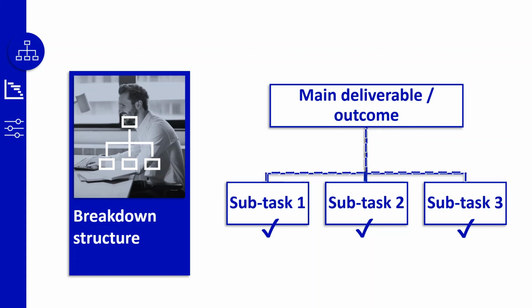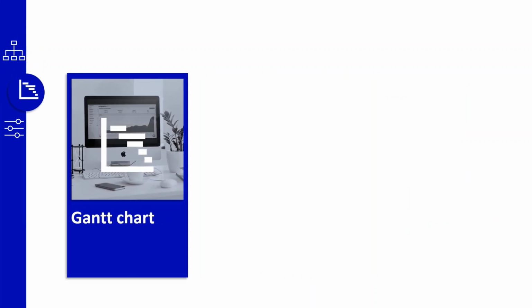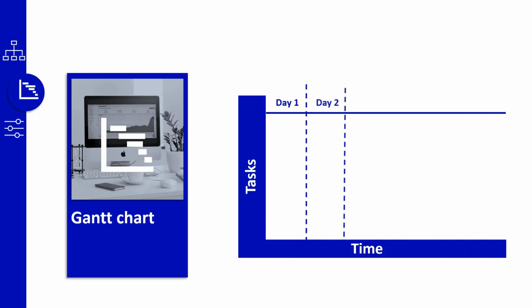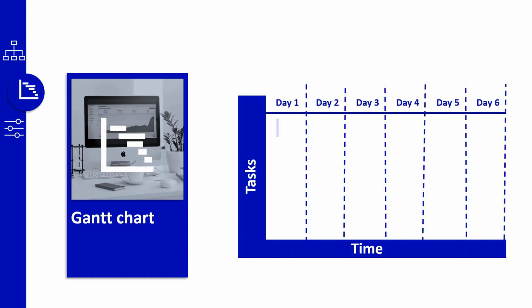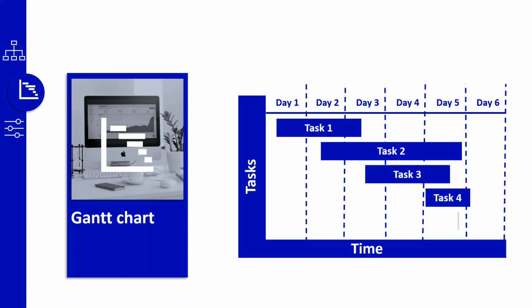Second, creating a Gantt chart can help you to visualize the timeline of the project and track progress towards completion. A Gantt chart is a type of bar chart that shows the start and end dates of each task in the project.